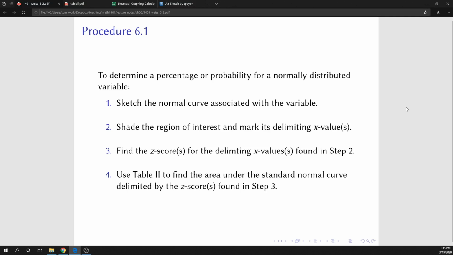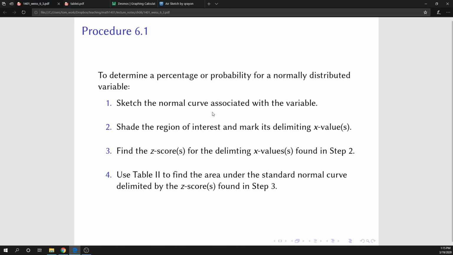That brings us to procedure 6.1. In procedure 6.1, what we will be doing is determining percentages or probabilities, however you want to call it, for a normally distributed variable. When you do this, it helps to sketch the normal curve associated with the variable. Just draw a little picture.